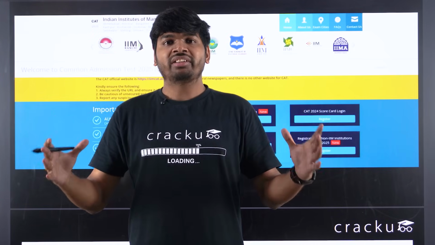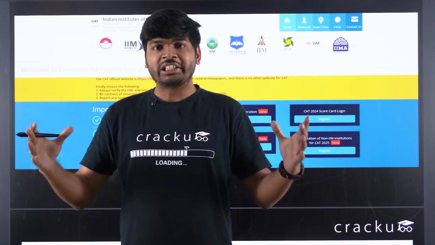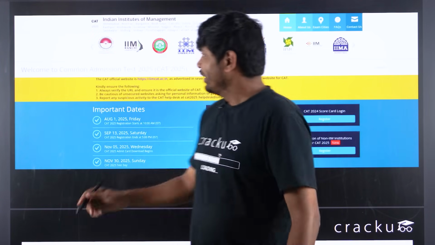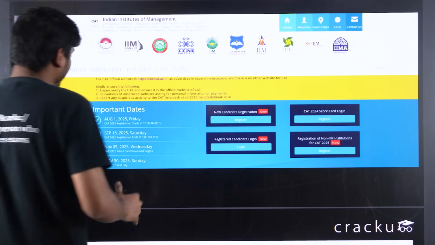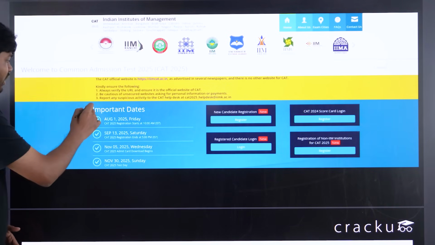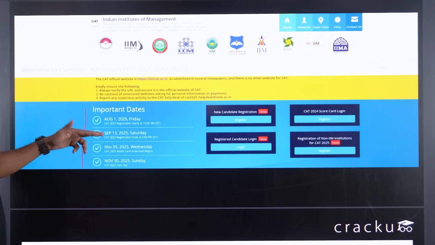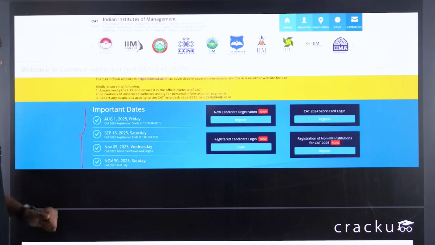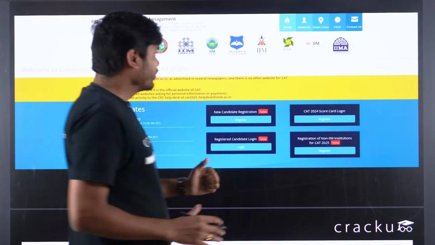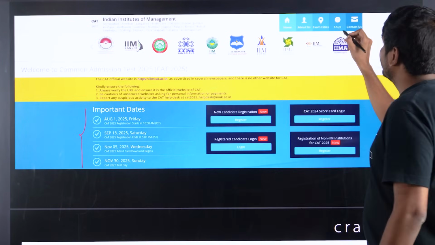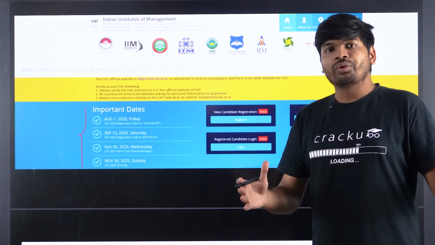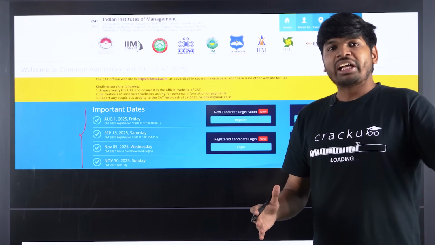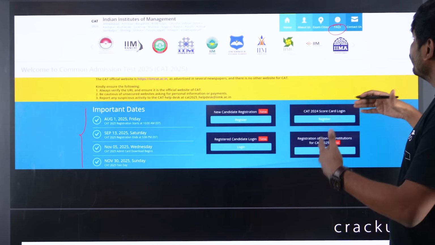After visiting the CAT 2025 website, you will see the home page something like this. Here the details of important dates are given. I have already covered these details: the last date to register for CAT 2025 is 13 September. So you have to register before that date. Now coming to FAQs. Here some FAQs are given which are very important. If you want to go through them, you can read all the FAQs to know how to fill the form.